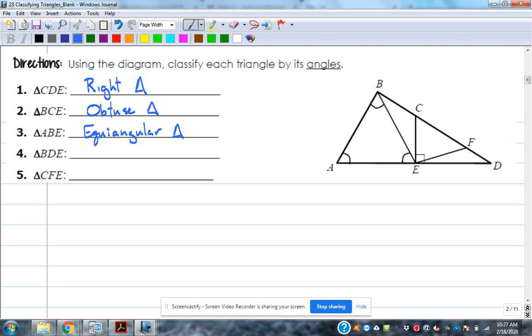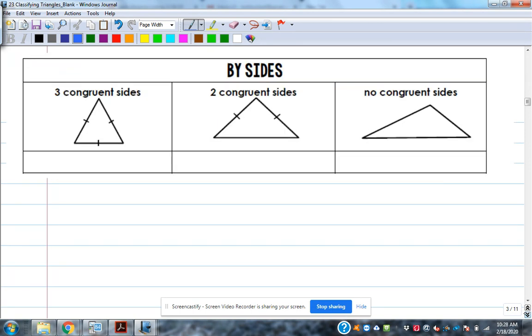Triangle BDE. Obtuse. Yeah, that angle right here with E is obtuse, so that's an obtuse triangle. And CFE. That one is an acute triangle. Easy stuff. All right, now classified by sides.